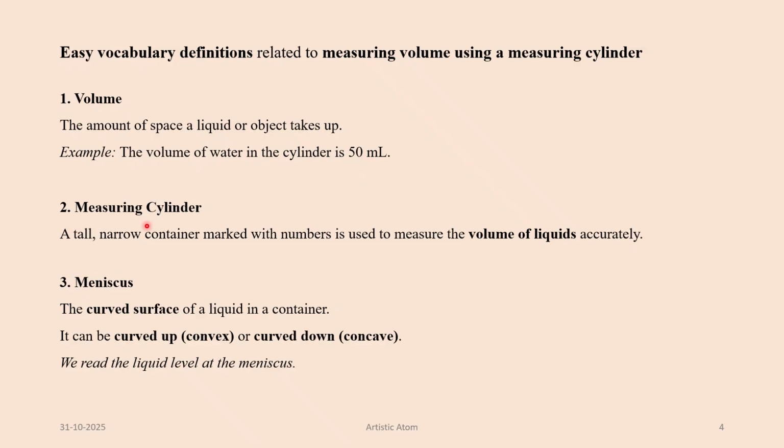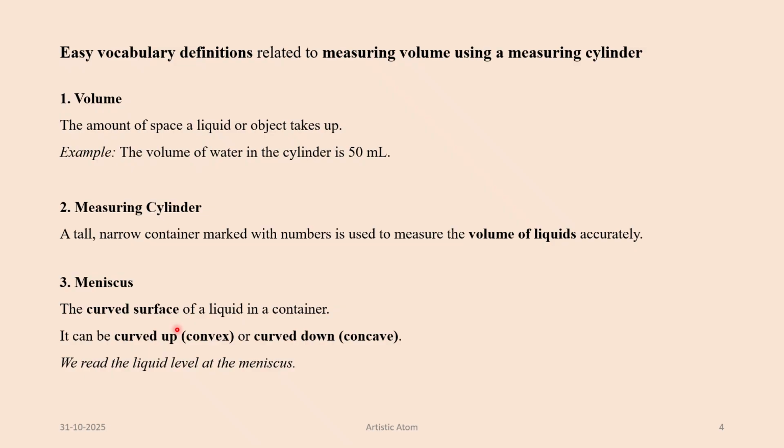The next term is measuring cylinder. We have discussed it already. It is a tall, narrow container having marks on it, and it measures the volume of liquid. If it has markings, then only it will measure accurately. If it does not have markings, it is only used for pouring or holding the liquid. Now, the next term is the meniscus.